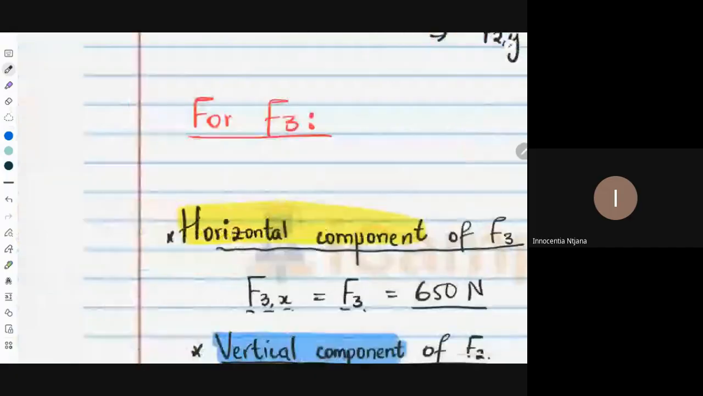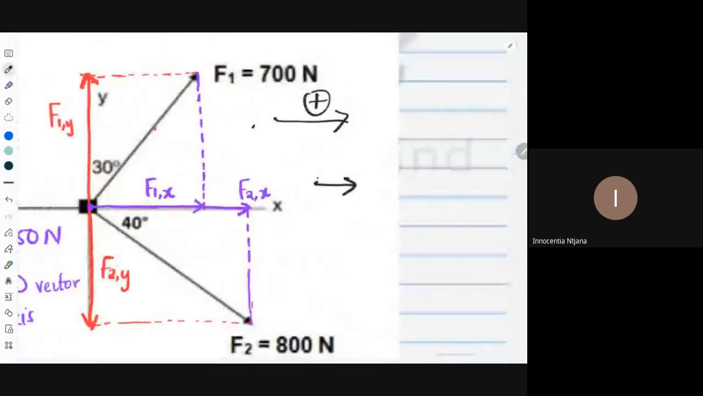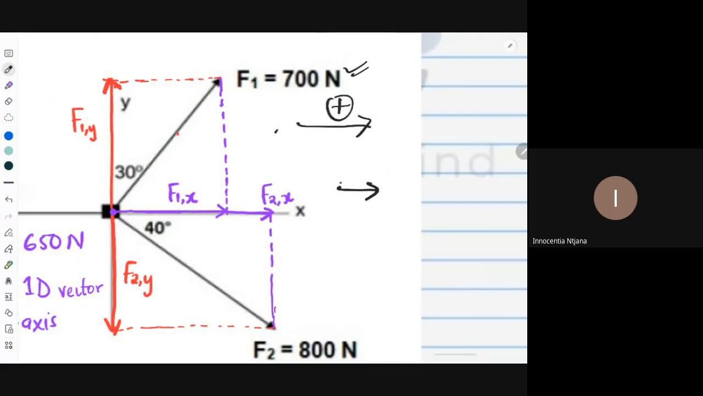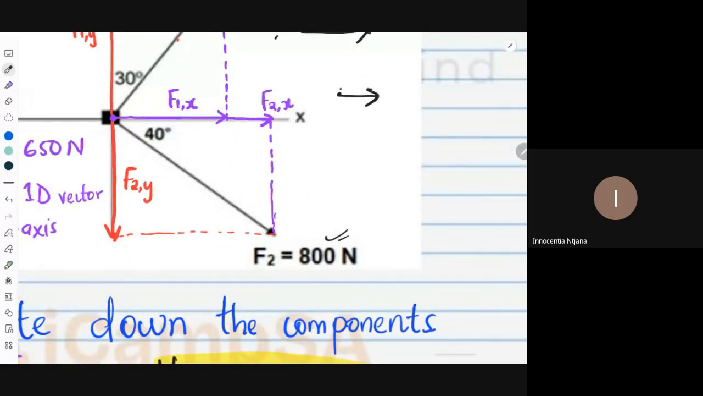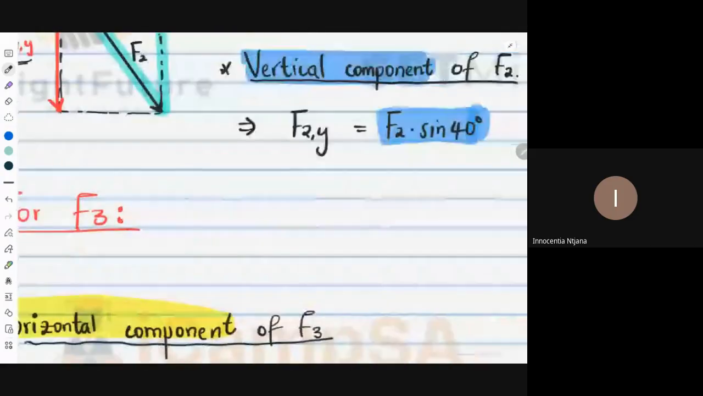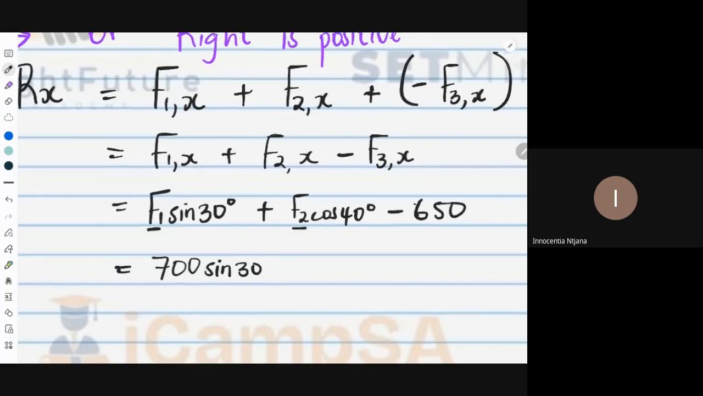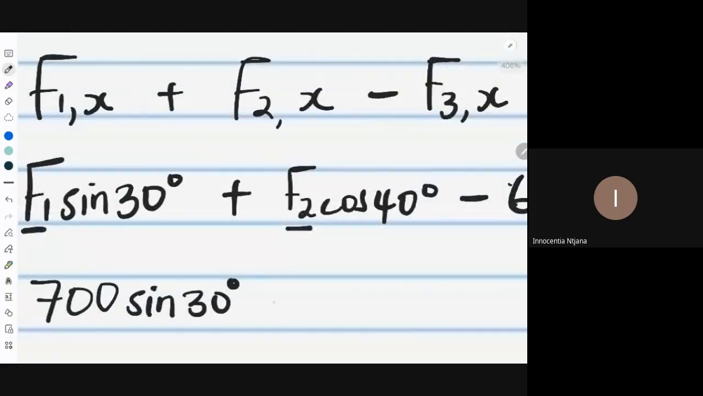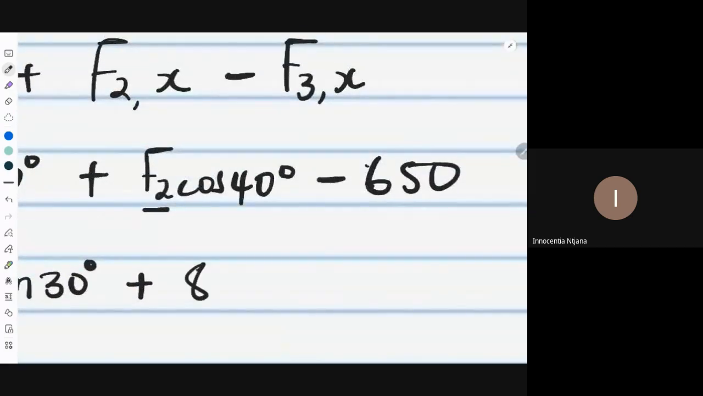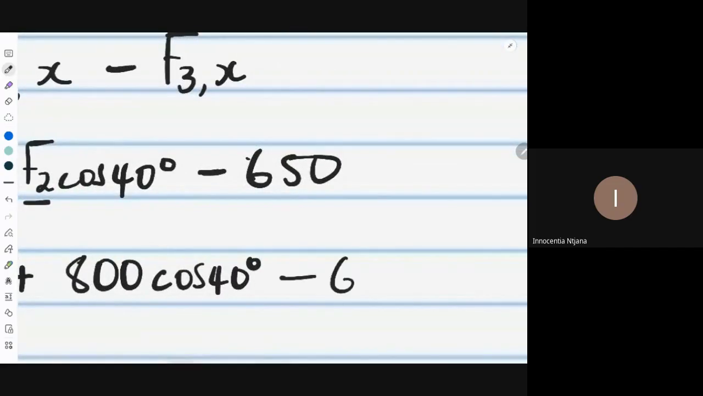So let's go ahead and do it. What is F1? F1, there you go, 700. What is F2? 800. 800 what? Newtons. Okay. We said this one is 700 sine 30. This is 30 plus 800. Almost said cos. I mean sine. Cos 40 minus 650.